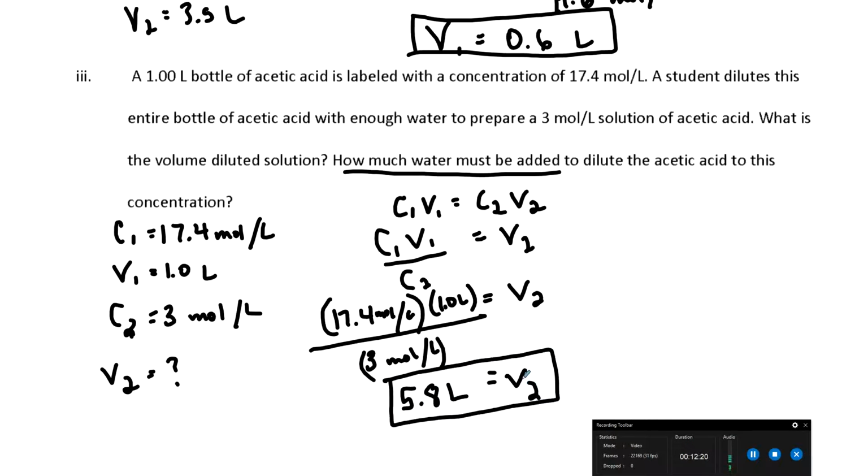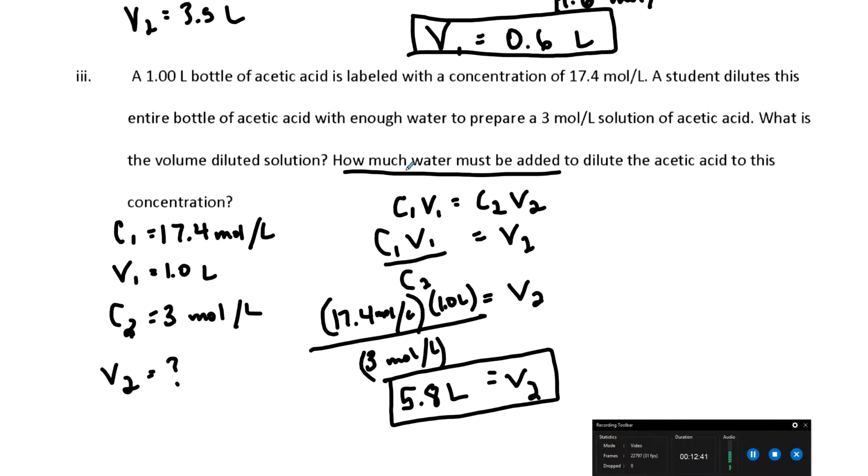Another thing to pay attention to, your C2 should always be less than your C1. Your V2 should always be more than your V1 because you're adding water, so you should have more volume in the end, which it is. So your final volume of that solution is 5.8 liters.